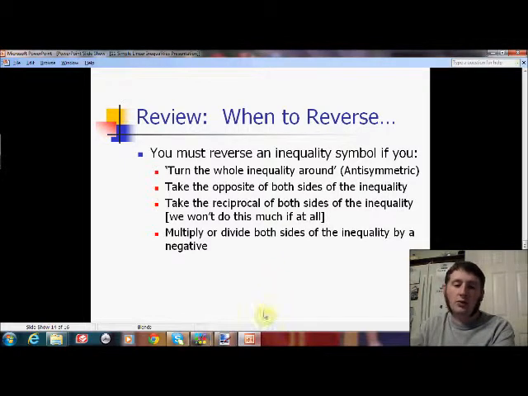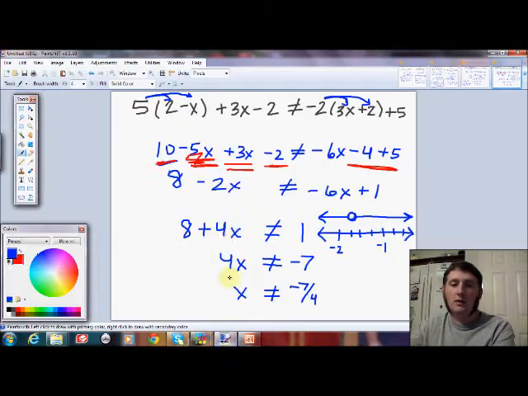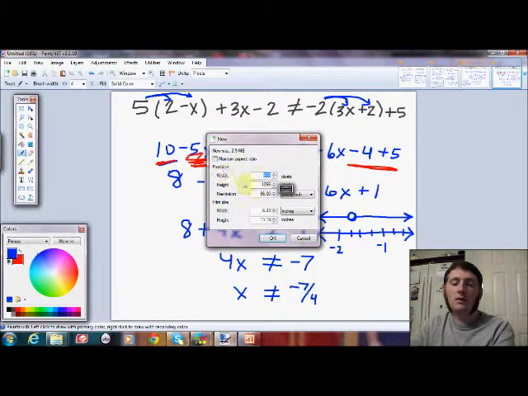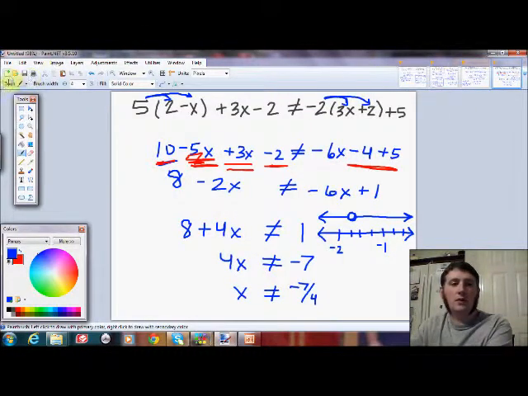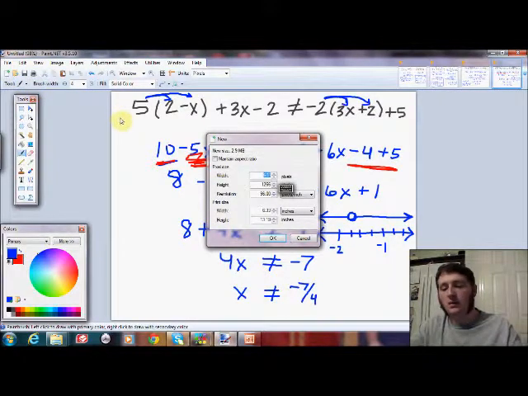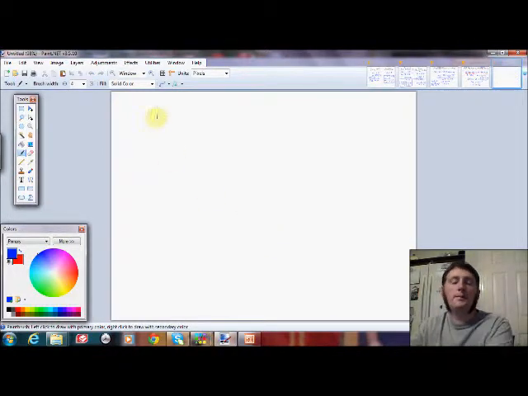If you're not sure if you should reverse the inequality, what you can always do is go over into the margins. Wow, that's obviously not what I meant to create. Alright, you can always go over to the margins and do this.